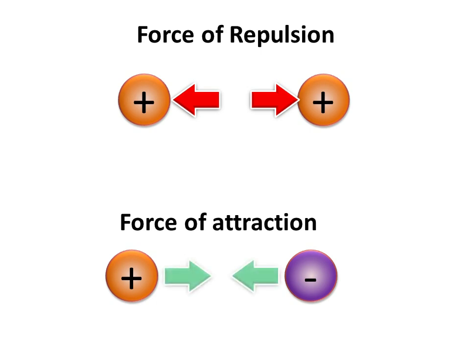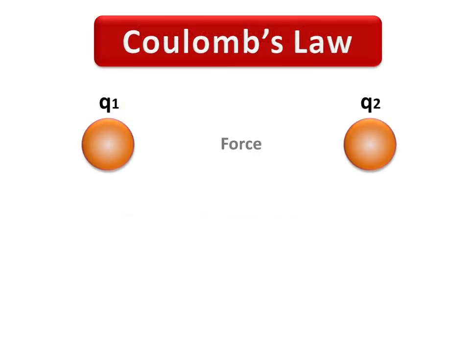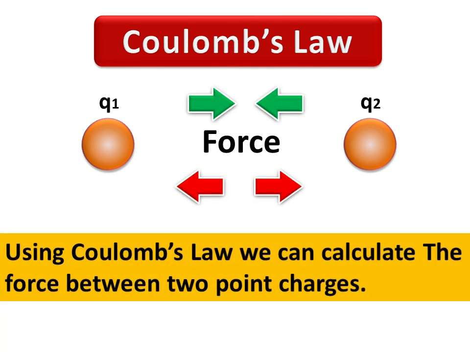If we bring any two charges together, there will be a force of attraction or force of repulsion between them. Using Coulomb's law, we can calculate the force between two point charges. Consider a metallic sphere Q1 with 5 positive charges and another metallic sphere Q2 with 5 positive charges, and the distance between these two spheres will be r.